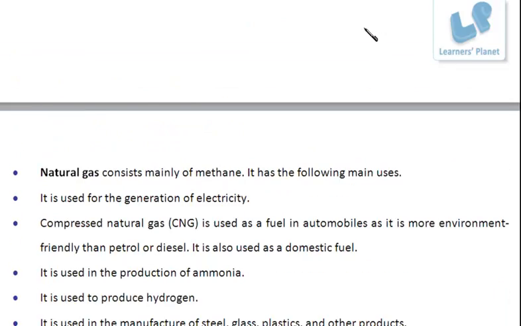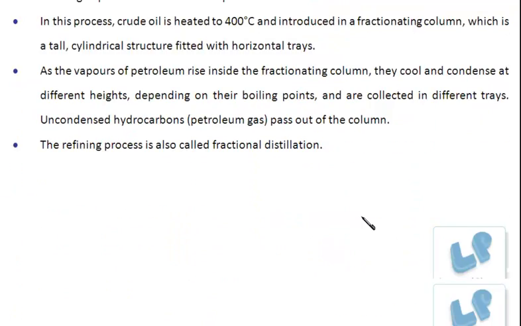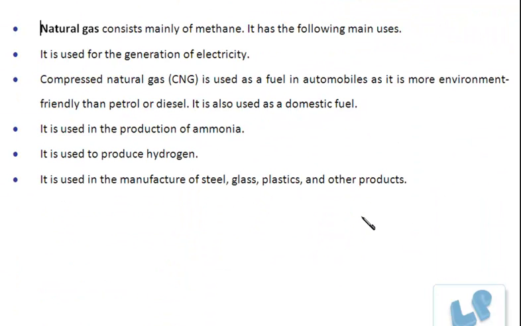It is natural gas only. The main products I have told you: liquefied petroleum gas, chemicals, gasoline, kerosene, diesel, lubricating oil, fuel oil, all are obtained. Natural gas, which is formed with the petrol, has the following uses. Right?